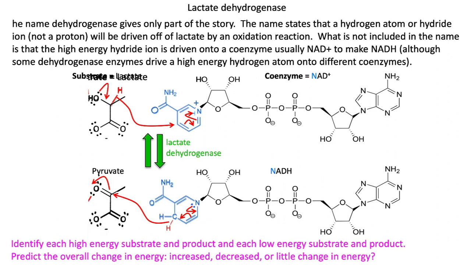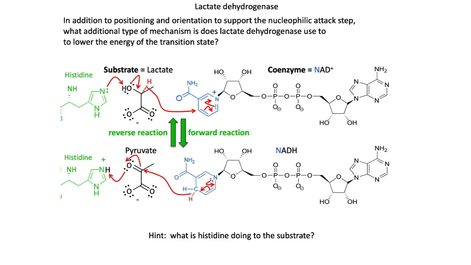And again, you have to position the lactate right by the coenzyme. You have to position the pyruvate right by the coenzyme in order to drive this reaction in either direction. It is the positioning that lowers the energy of activation. However, the energy of activation is lowered even further by the position of a histidine residue in the enzyme right next to the lactate or pyruvate.